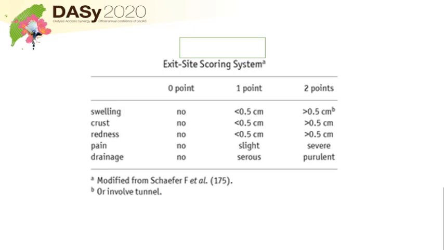There is an exit-site scoring system which may help in the diagnosis or monitoring of the exit-site infection. In this scoring system, there are several clinical features such as the swelling, crust, redness, pain, and drainage. Depending on the severity, they will score different points. If the patient scores 4 points or above, infection of the exit site is likely. However, we have to bear in mind that this scoring system was developed by the pediatricians and is not validated in adult patients.